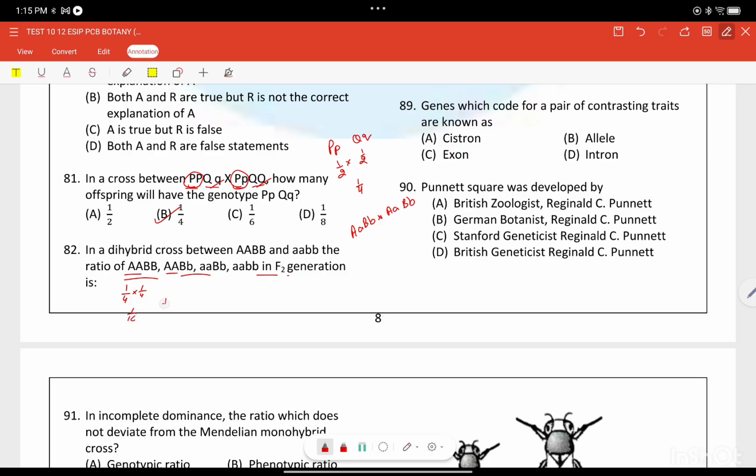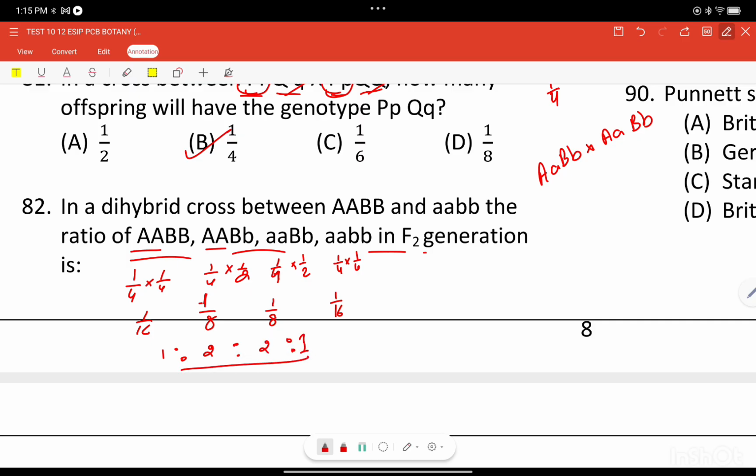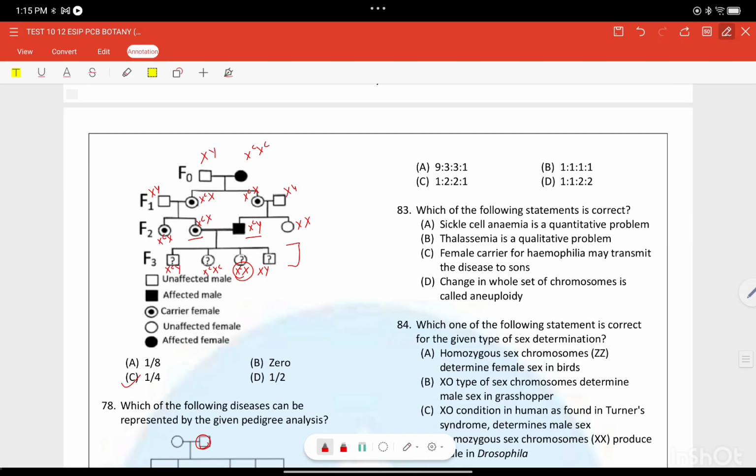Capital A 1 by 4 and capital B, small b 1 by 2, that is 1 by 8. Small a 1 by 4, capital B, small b 1 by 2, 1 by 8. Small a 1 by 4, capital B, small b 1 by 4, that is 1 by 16. So 1 is to 2 is to 2 is to 1 is the ratio, and that is the probability. So the option is 1 is to 2 is to 2 is to 1.